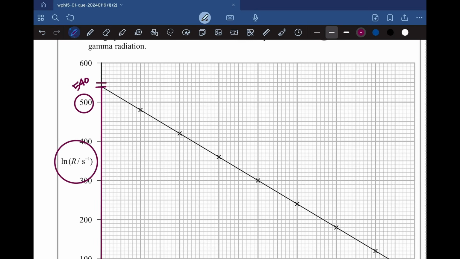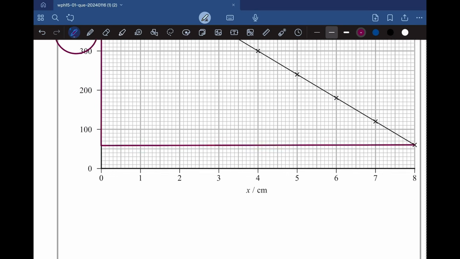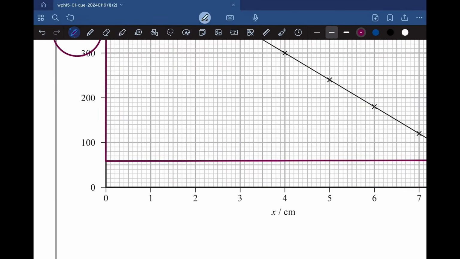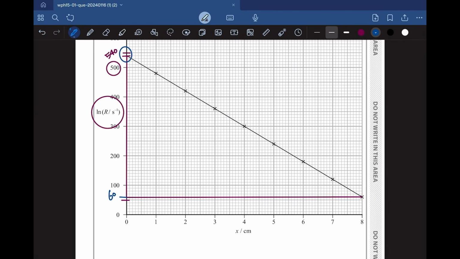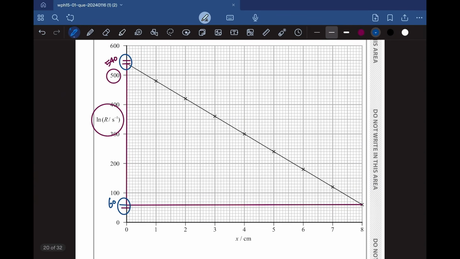Right? If this is 540, then if this is my 50, this particular value is going to be 60, right? This is going to be my 60. So we know this is my y2, this is my y1, the blue one, and this is my x1, which is 8, and my x2 is going to be this 0, right?